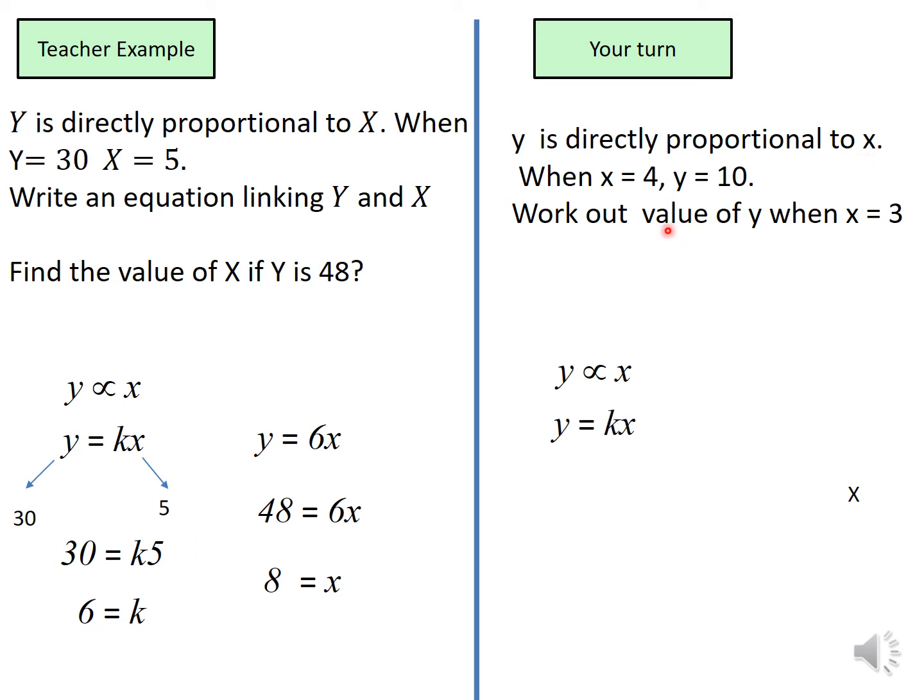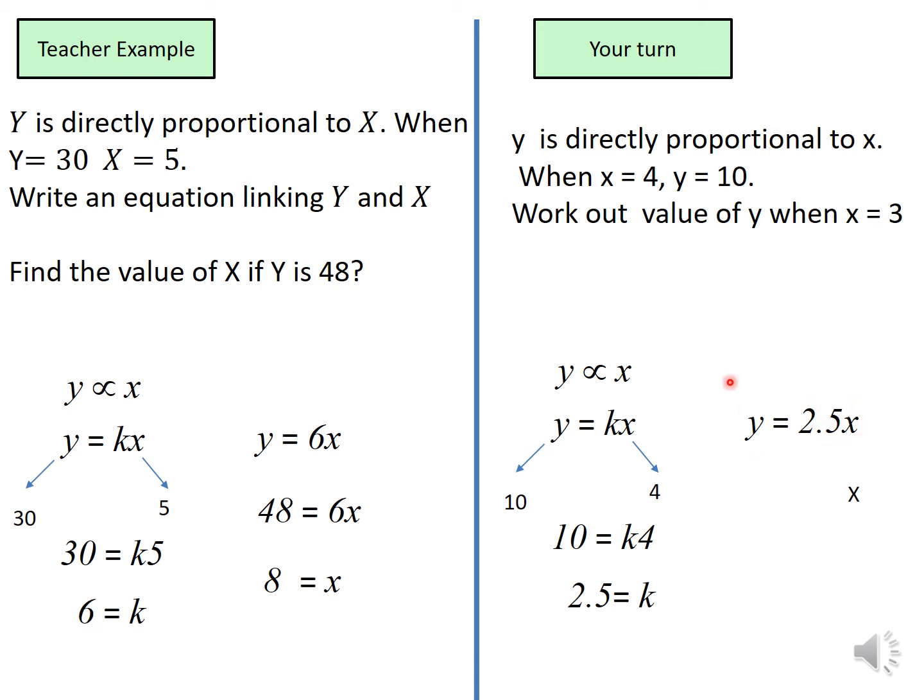Now, we have some more information. We're going to put those into our equations. 10 and 4. Let's put them there and then see what we get for k. 10 equals k times 4. So divide both sides by 4, and then you get k equals 2.5. So our equation for this question would be that y is equal to 2.5x. Can you see? Instead of k, we put 2.5.